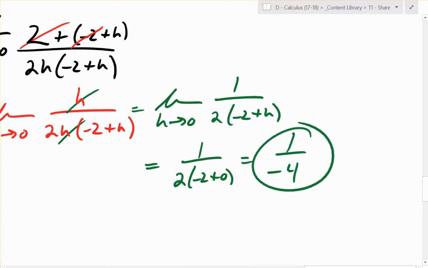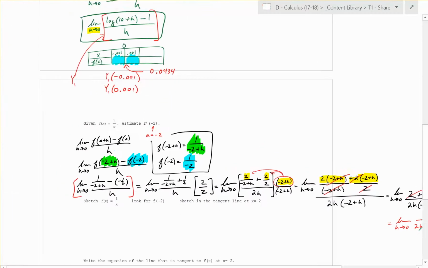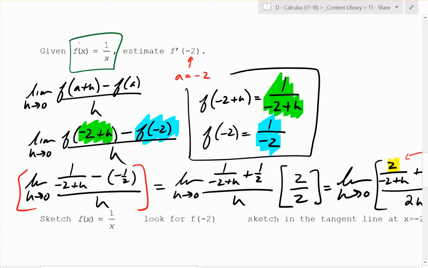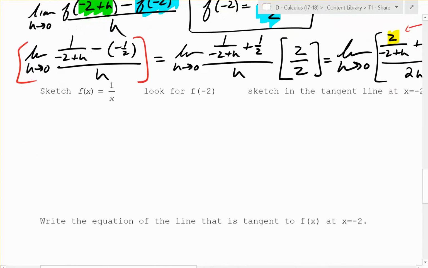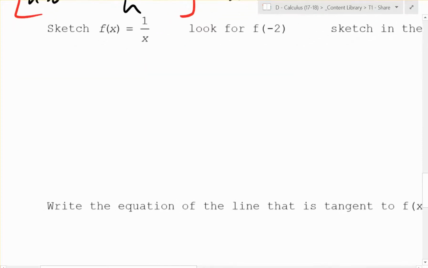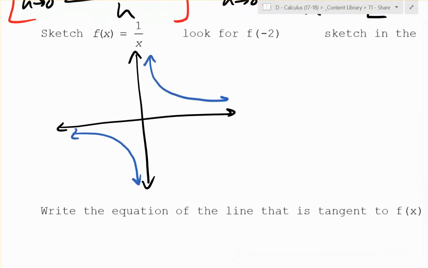So we just found that the instantaneous rate of change of this function right here, 1 over x at x equals negative 2, is negative 1 over 4. Now let's sketch the function and look for f of negative 2. If you sketch this, it ends up looking like this. So where's f of negative 2? Well, negative 2 is going to be right about here.